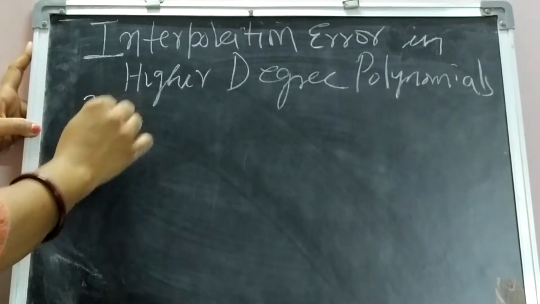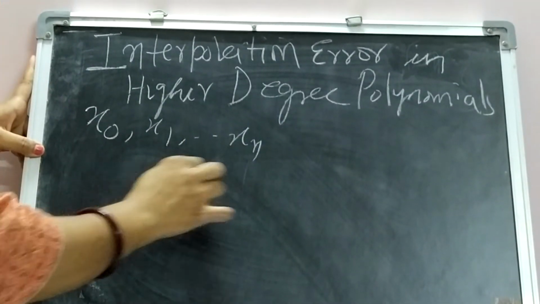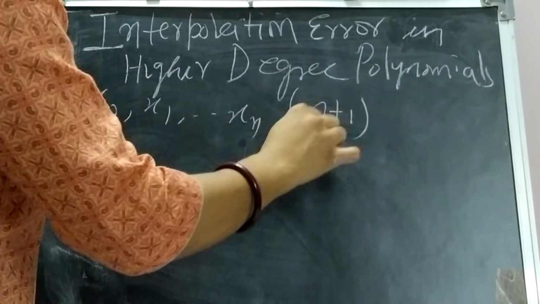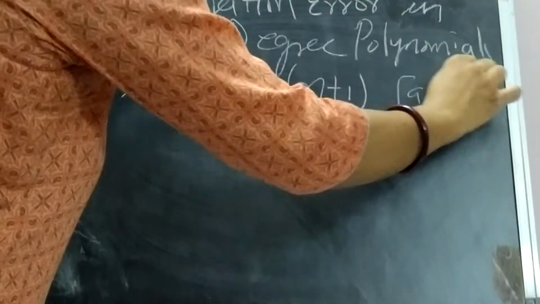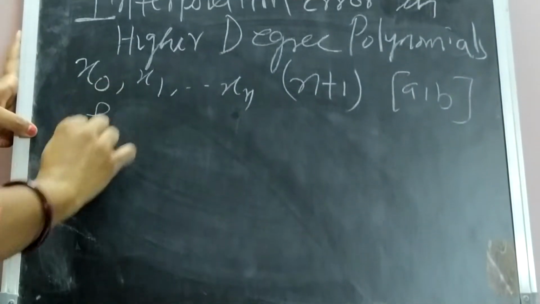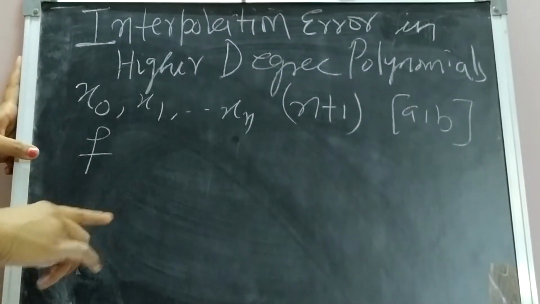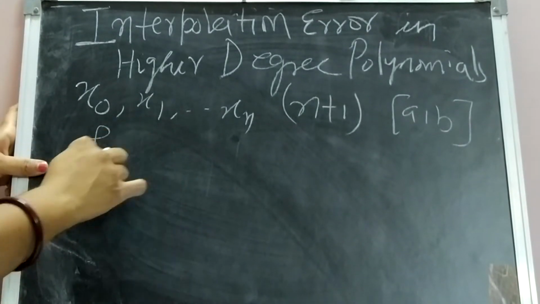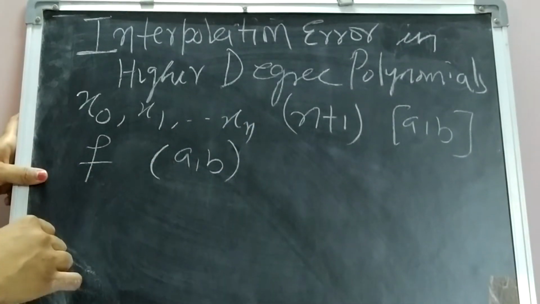Namaskar students. In this lecture we will discuss interpolation error in higher degree polynomials. Let us assume that we have n plus 1 data points x0, x1, ..., xn. These are n plus 1 distinct data points in the closed interval [a, b], and f we are assuming as a continuous function in this interval. Also we are assuming that f has n plus 1 continuous derivatives in the open interval (a, b).